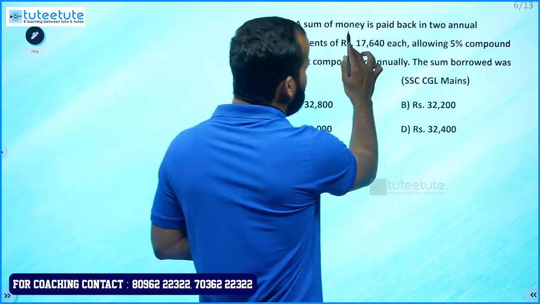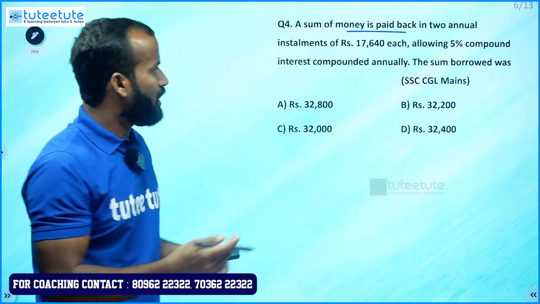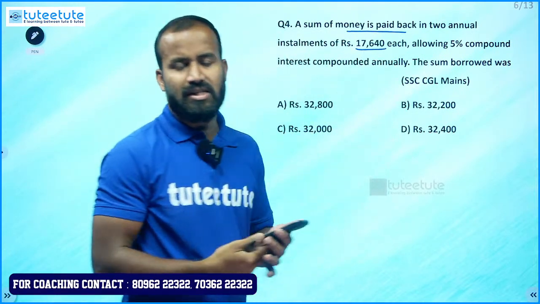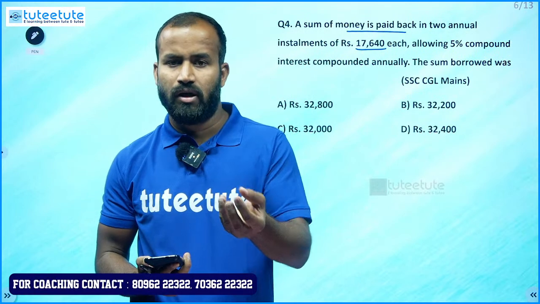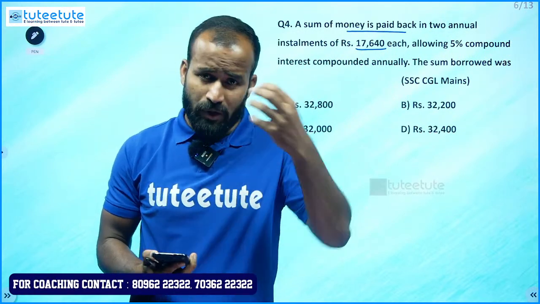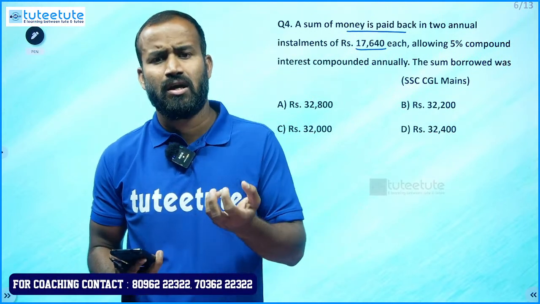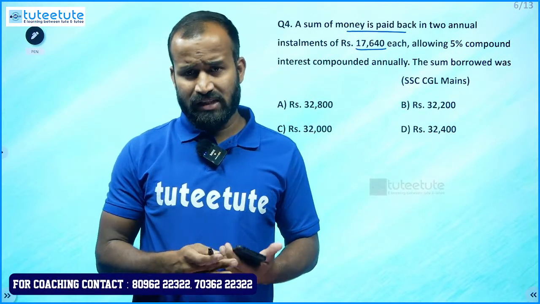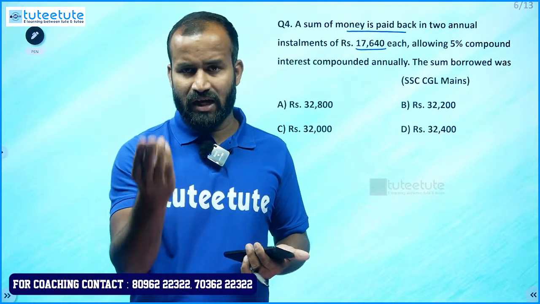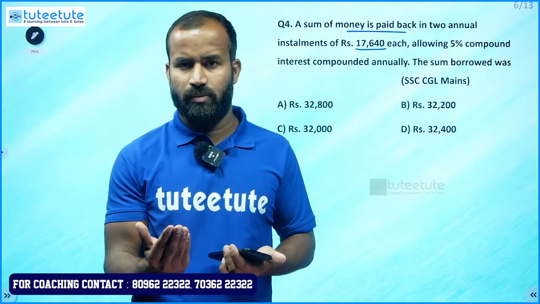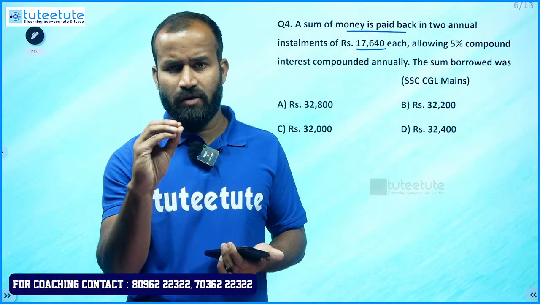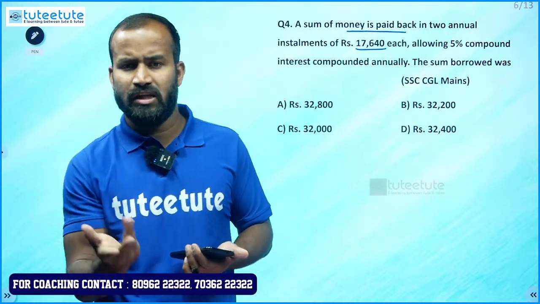A sum of money is paid back in equal installments of 17,640 each. See here, installment value is given. He has only given installment value. What is he asking? He may ask principal, interest, amount, or installment. Out of these 4 things, he can give one data, and the remaining 3 things, anything he can ask.